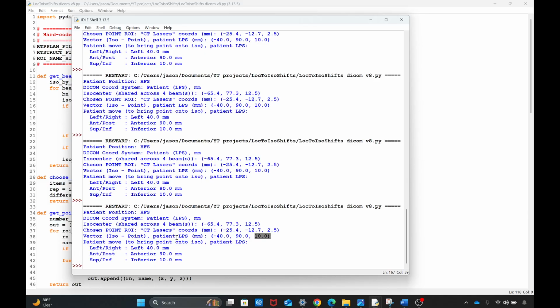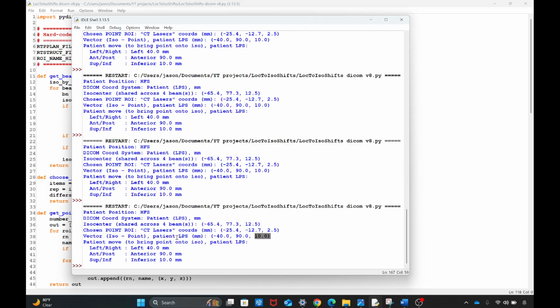One final note is that if you need couch directions like in, out, left, right, and so on, you will have to transform the LPS vector into the IEC treatment coordinate system, using both the couch angle if there's a couch rotation and patient orientation. That will get more complicated, and we are skipping it here to keep this tool simple and unambiguous.